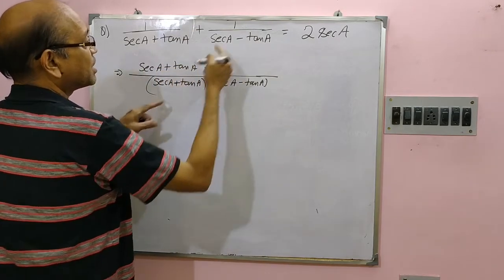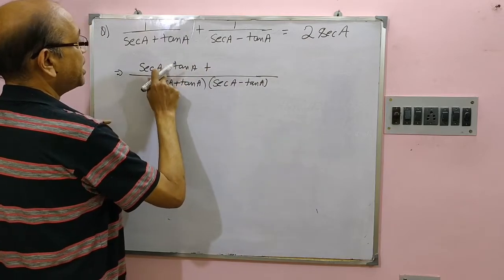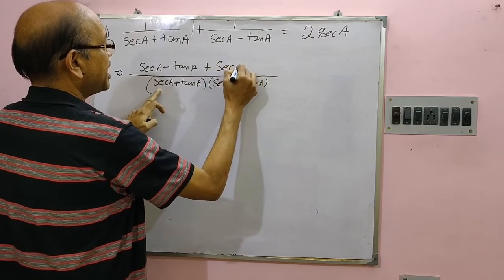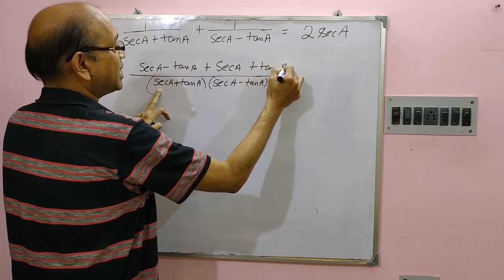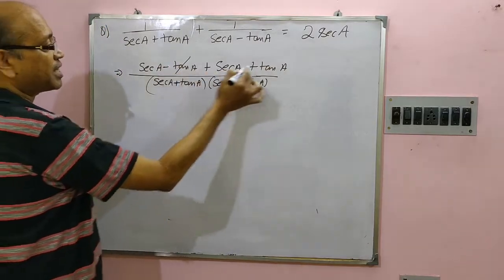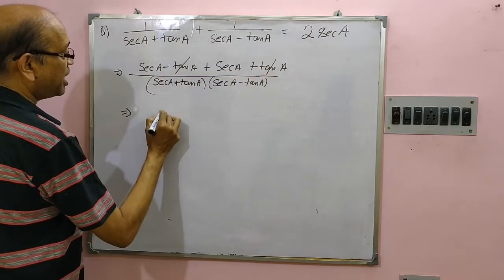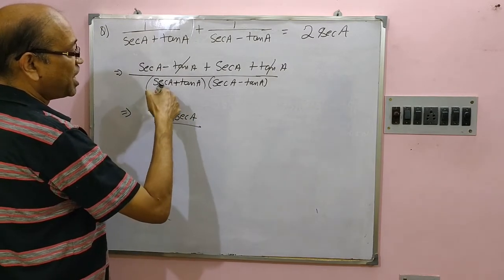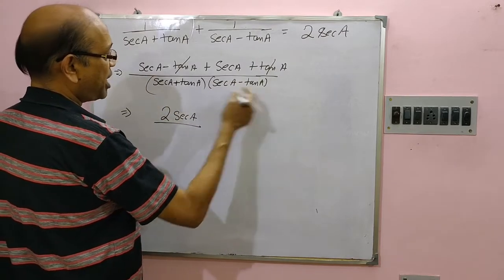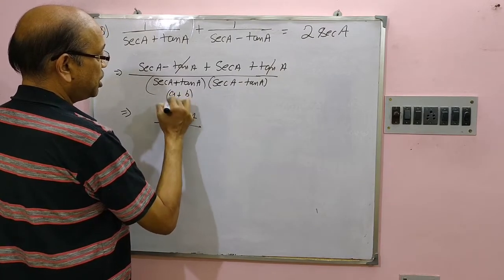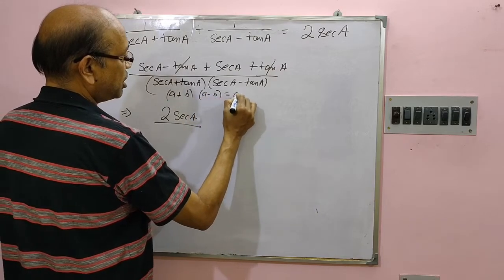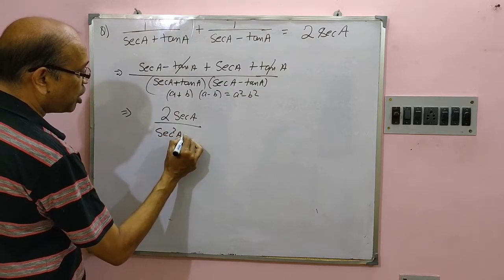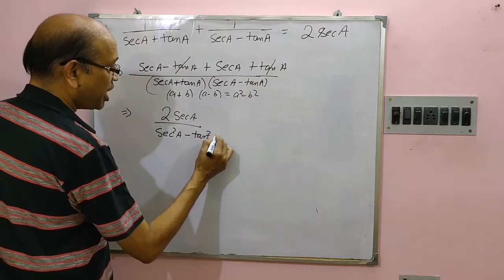plus secant A minus tan A plus secant A plus tan A. Now minus tan A plus tan A gets cancelled. What I get here is 2 secant A, and here A plus B into A minus B, A plus B into A minus B is A square minus B square. So here it becomes secant square A minus tan square A.